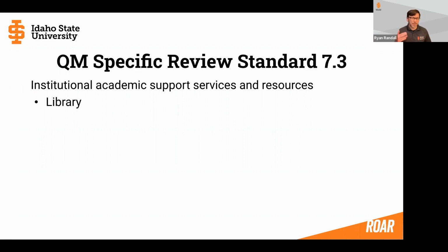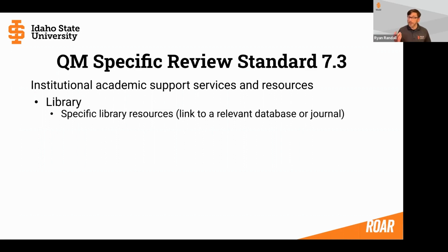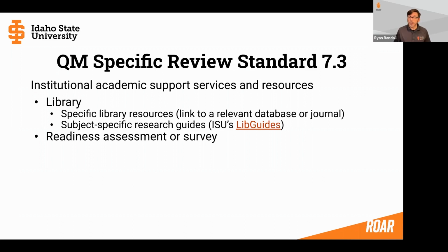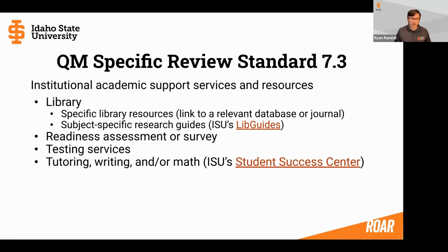So what might these be? They can include things like links to the library, specific library resources, such as perhaps an especially relevant database or journal, or also subject-specific research guides, such as at ISU, our LibGuides. You might also include a readiness assessment or a survey. You might link to testing services. You also might link to tutoring, writing, and/or math services at ISU. This is at our Student Success Center.